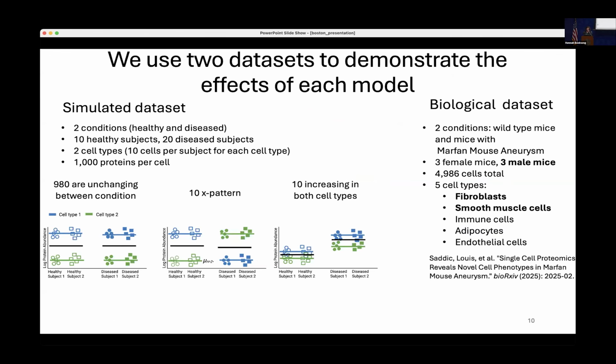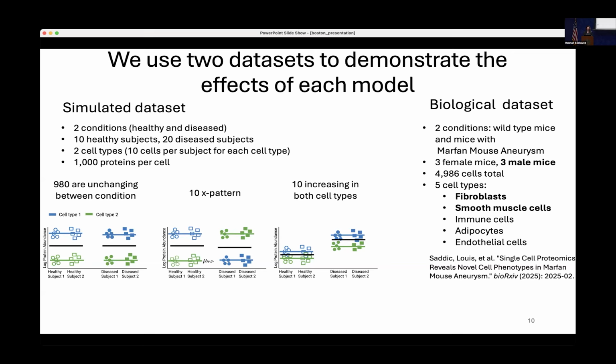All right, so the data sets we used, two. I simulated a data set, so we had known positives and known negatives, so we could track what the true positive and false positive rates were doing. In this data set, I generated it to have two conditions, 10 healthy subjects, 20 diseased, 2 cell types, and 1,000 proteins per cell. So 980 of these proteins are our true negatives, so they're not changing between cell type. 10 proteins follow the X pattern, and 10 proteins are increasing in both cell types.